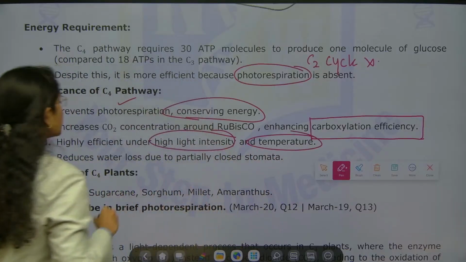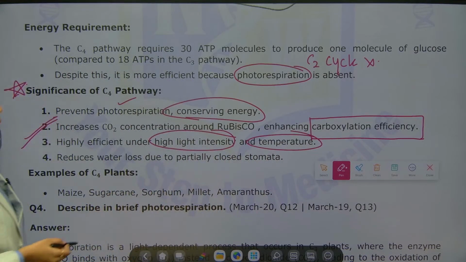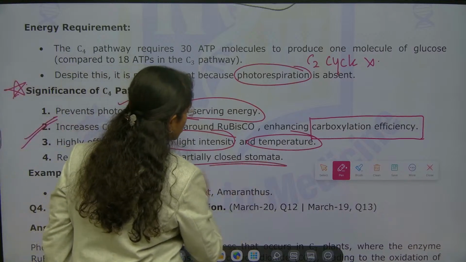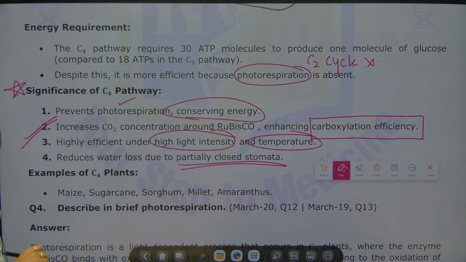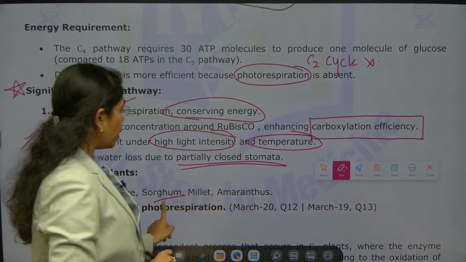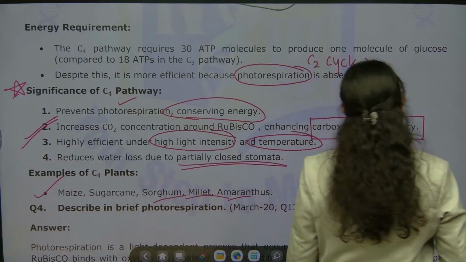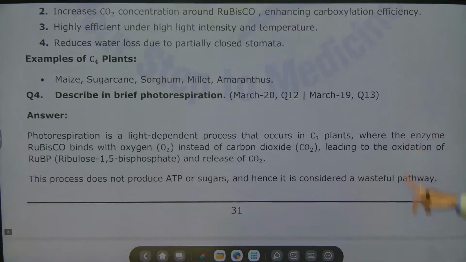Fine, right? Next, this reduces water loss, and this is due to partially closed stomata. Examples you see, we have maize, sugarcane, sorghum, millets and amaranthus. These are the examples for C4 plants.